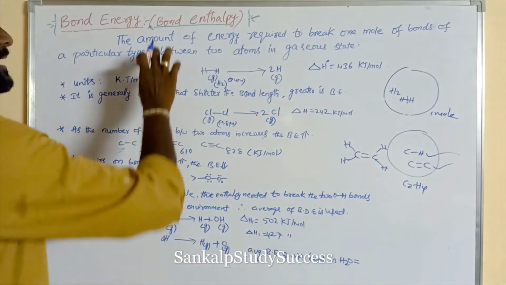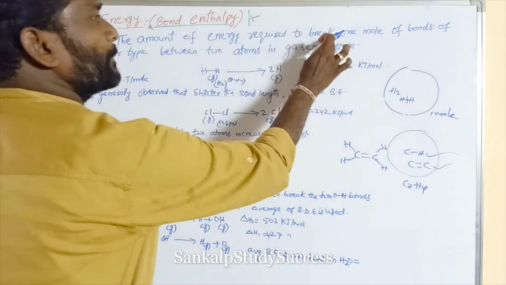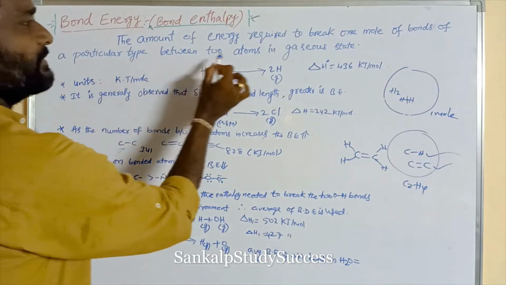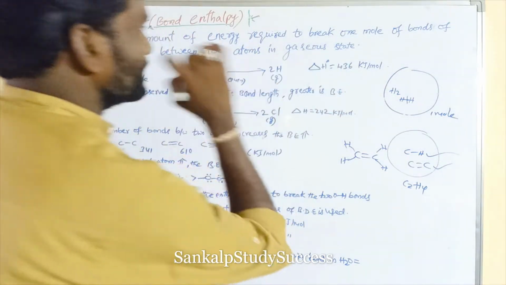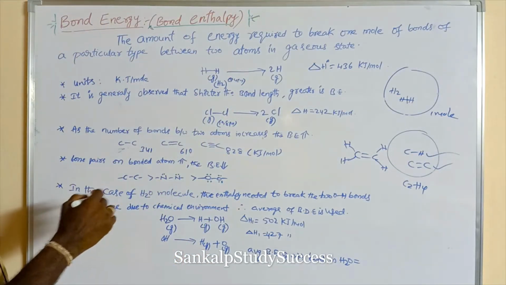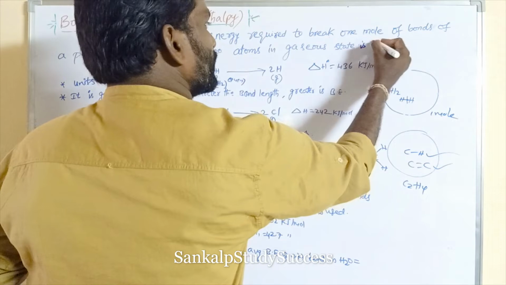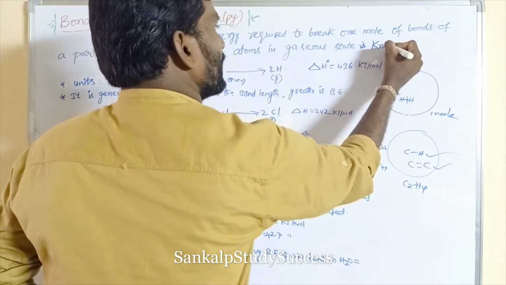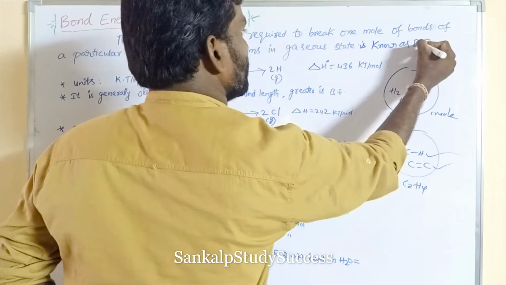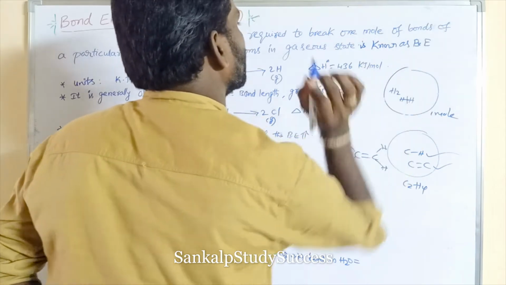So once again, the amount of energy required to break 1 mole of bonds of a particular type between two atoms in a gaseous state is known as bond energy or bond enthalpy. Bond energy is represented by BE.